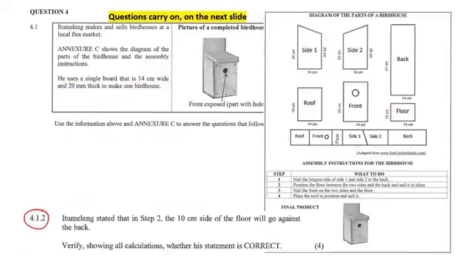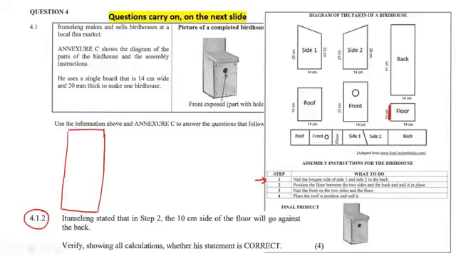Okay, so for this next question, it says that Itumeleng stated that in step 2, the 10 centimeter side, so that's this side over here, will go against the back. Verify showing calculations whether his statement is correct. So in step 2 here, what they first told us to do is they said nail the longest side of side 1 and side 2 to the back. So what they mean by that is, okay, so here we have the back.